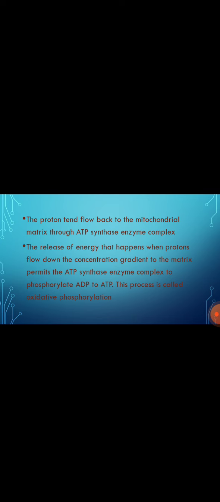The protons tend to flow back to the mitochondrial matrix through ATP synthase enzyme complex. The release of energy that happens when protons flow down the concentration gradient to the matrix permits the ATP synthase enzyme complex to phosphorylate ADP to ATP. This process is called oxidative phosphorylation. So, this is the functioning of electron transport chain.